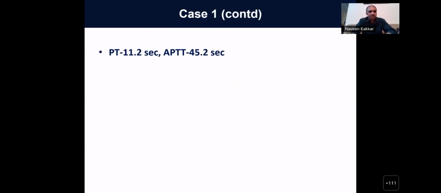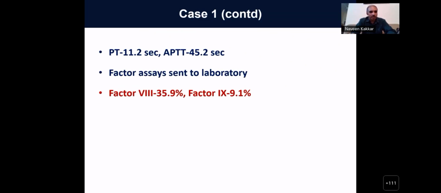Now the lab test showed a prothrombin time of 11.2, an APTT which was prolonged about 10-12 seconds beyond the control value. Factor assay was sent to the laboratory. This is before the test came to us. Factor 8 was 35.9%, factor 9 was 9.1. As a general rule of thumb, 50 to 150% is normal factor levels for most of these. So both are low here.